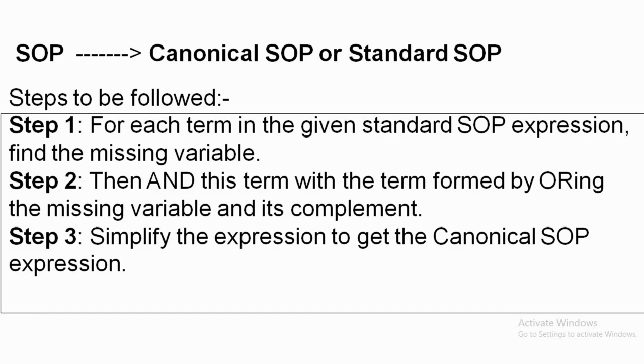Now we will see conversion of standard SOP form to canonical SOP form. There are some steps that we have to follow. First step, for each term in the given standard SOP expression, find out the missing variable. Second step, AND this term with the term formed by ORing the missing variable and its complement. And third step, simplify the expression to get the canonical SOP expression.